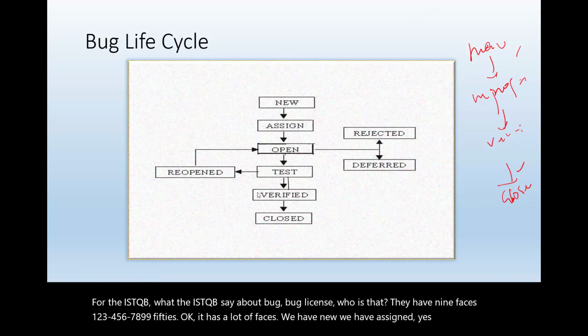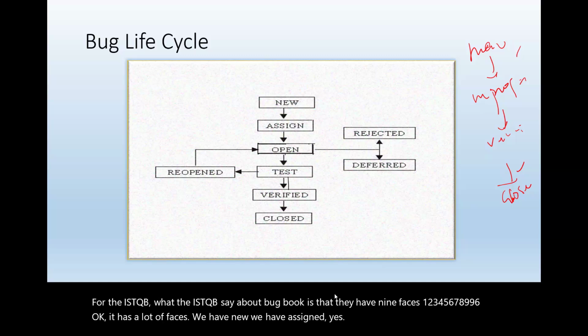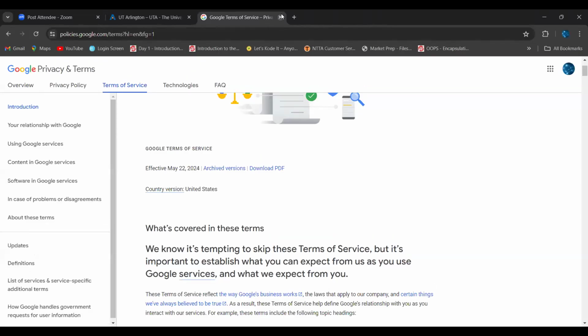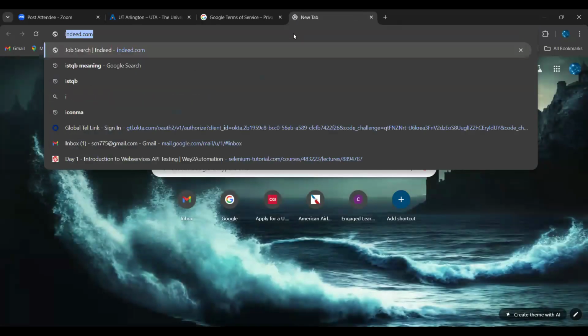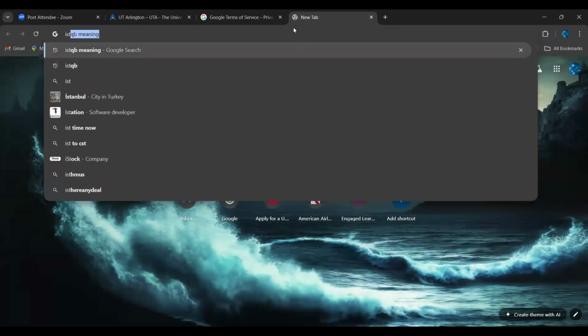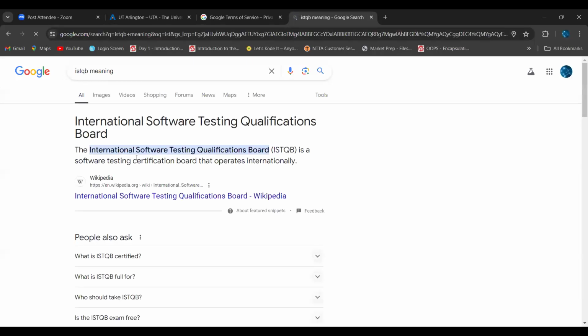ISTQB is what you call the International Software Testing Qualification Board. Those are people that license the software testing industry. You can see ISTQB is the International Software Testing Qualification Board, a testing board that licenses the testing profession.